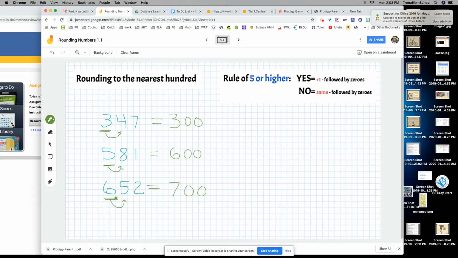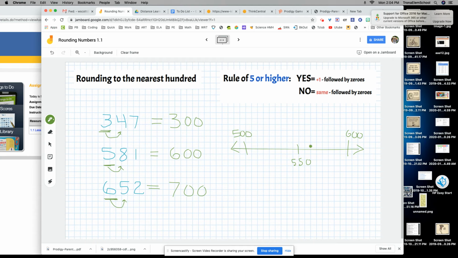Another way to do this versus the underline and look to the right, rule of 5 or higher: you can make yourself a number line if you want. You can picture it in your head if you get good at this. So I'm doing 581, let's say. The lower hundreds number would be 500. My upper hundreds number would be the next 100 up, which is 600. And usually I try to picture where the middle is, which is 550 in this case. And typically, if it's in this range, my answer is going to be 500. If the number is 551 and up to 600, then my answer is going to be 600.